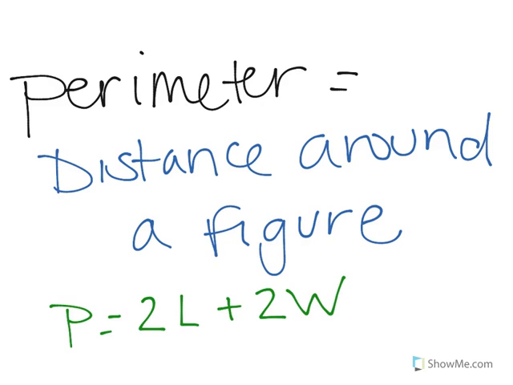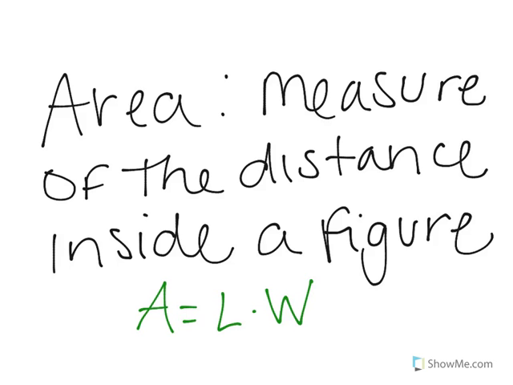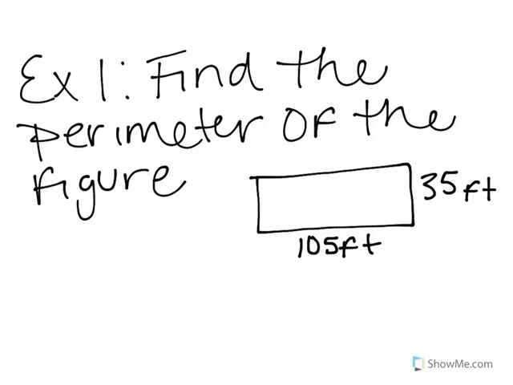And we learned about perimeter and area for many years in school. But in 6th grade, what we do is we create it into a formula. So that's why it's brought up into this chapter. Also, area is the measure of the distance inside a figure. And as you should know by now, area equals length times width.